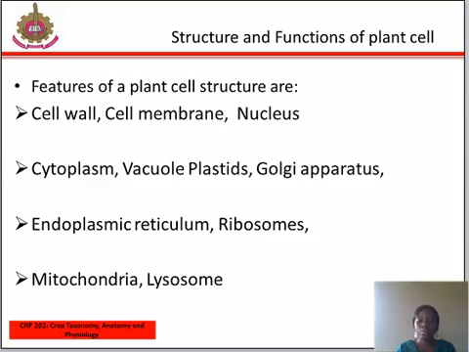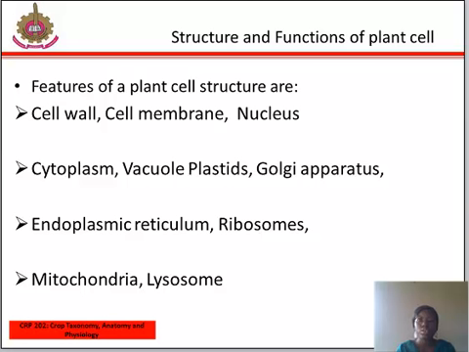2. The cell membrane. It is the outer boundary of the cell and a semi-permeable membrane present within the cell wall, and it is composed of a thin layer of protein and fat. The cell membrane plays an important role in regulating the entry and exit of specific substances within the cell.